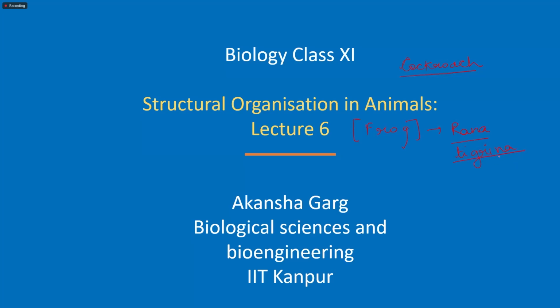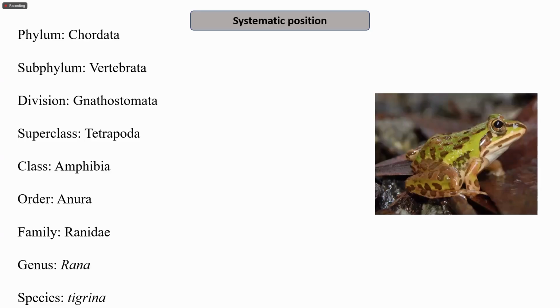The scientific name is Rana tigrina. So we will try to understand the different organ and organ systems using frog. Firstly, we'll learn about the systematic position of frog.